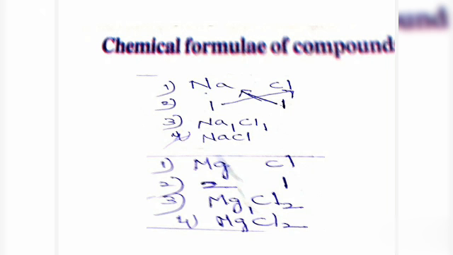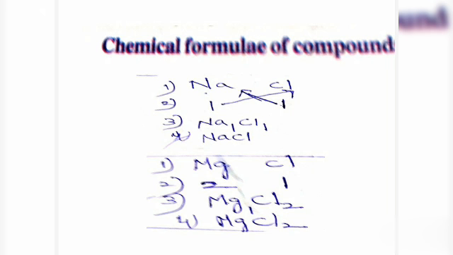Carbon dioxide formula: how will carbon dioxide form? Carbon dioxide contains 1 atom of carbon and 2 atoms of oxygen, meaning 1 carbon plus O2, 2 atoms of oxygen, gives us CO2. CO2 is the formula of carbon dioxide. How can you write the formula of carbon monoxide? Carbon monoxide contains 1 atom of carbon and 1 atom of oxygen, meaning 1 carbon plus 1 oxygen gives us CO. CO is the formula of carbon monoxide. Like this we can write.